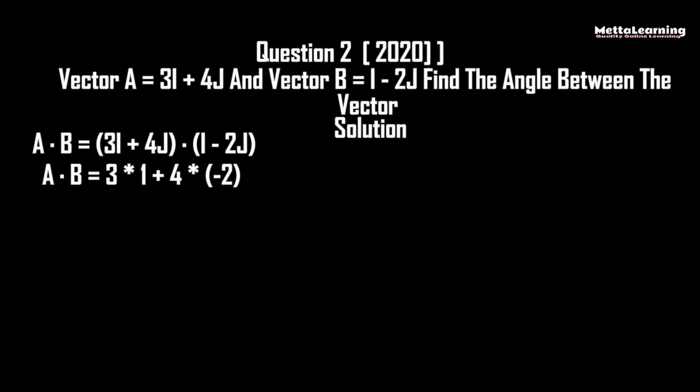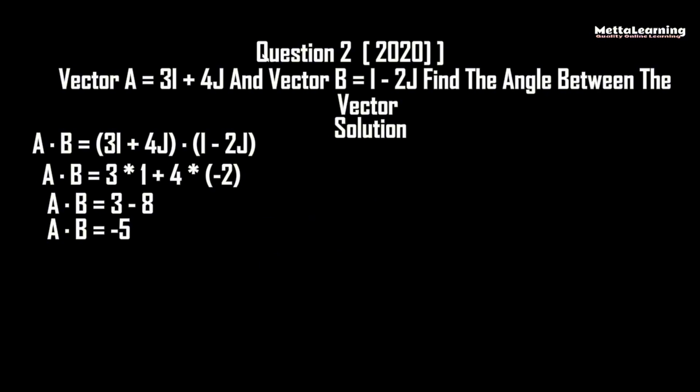So we have 3 times 1 plus, into bracket, 4 times minus 2. Now, we'll be having 3 minus 8, because 4 times minus 2 will give us minus 8. So 3 minus 8 will give us minus 5. So A dot B, or the product of A and B, will give us minus 5.